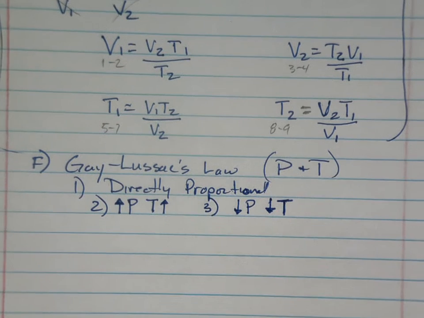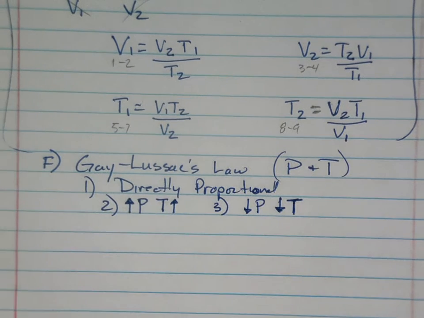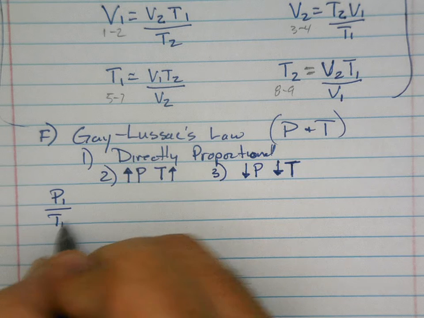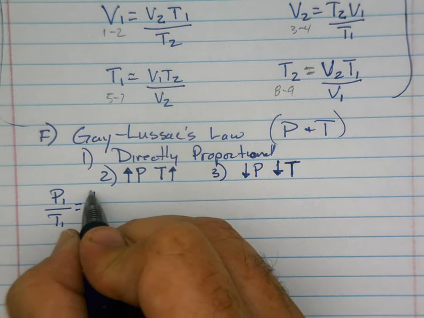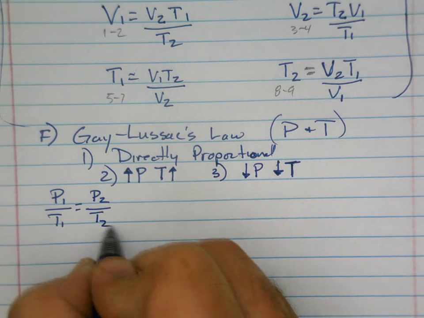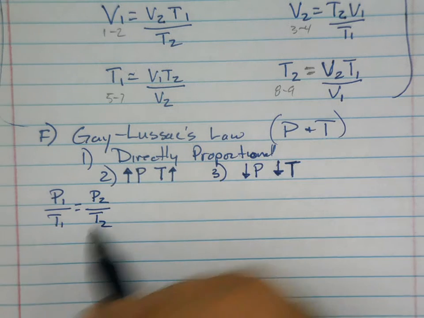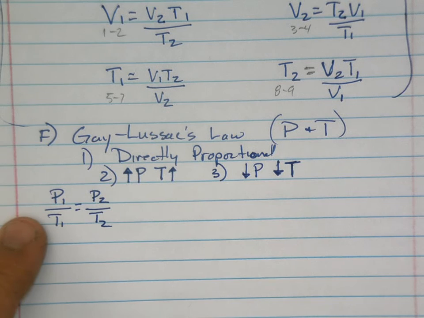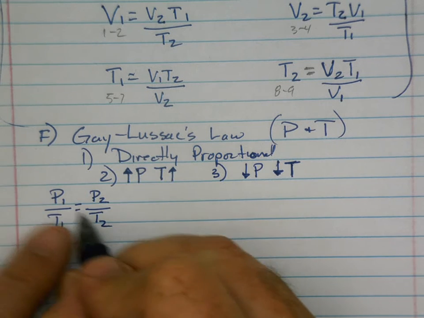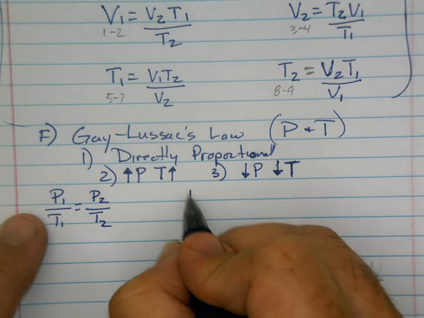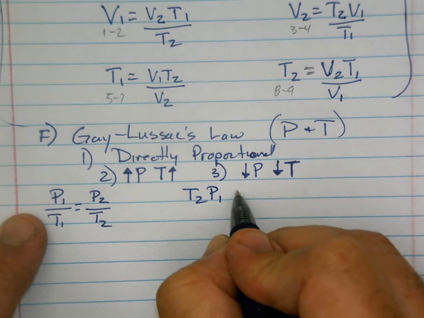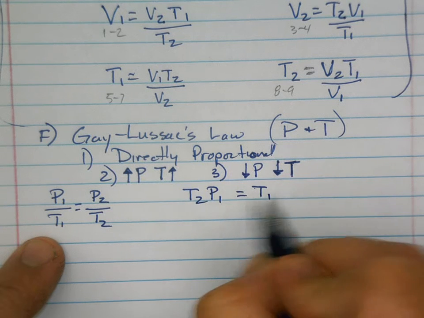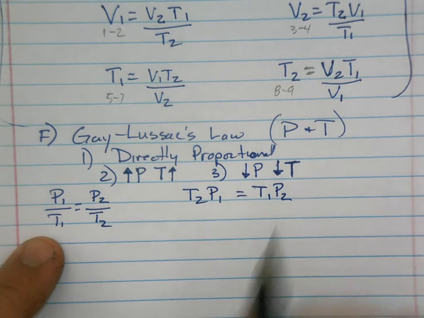So just like we did before, Gay-Lussac's law, the base equation is going to be pressure 1 over temperature 1 is equal to the new pressure divided by the new temperature. And then just like we did before, cross multiply these out, which means the T2 is going to live next to P1, so let's do T2 times P1, and T1 will get cross multiplied, and it'll live over here next to pressure 2. So there's our base equations.